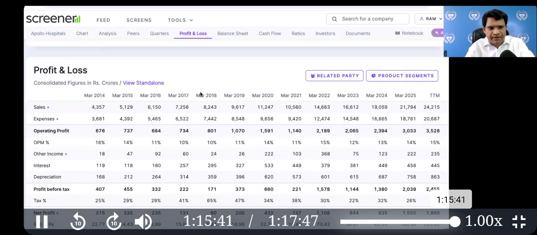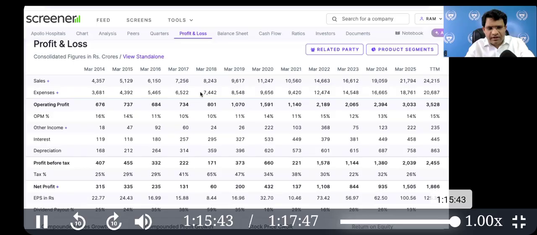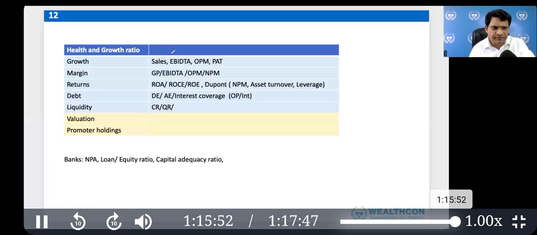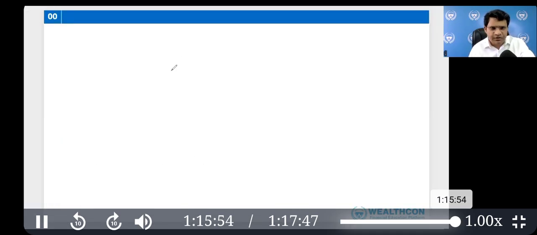You can calculate your NPM and operating profit margin in your hospital. What you do, you collect the entire revenue from the patients in 1 year. Let's say it is 3 crores. I'll write 300.